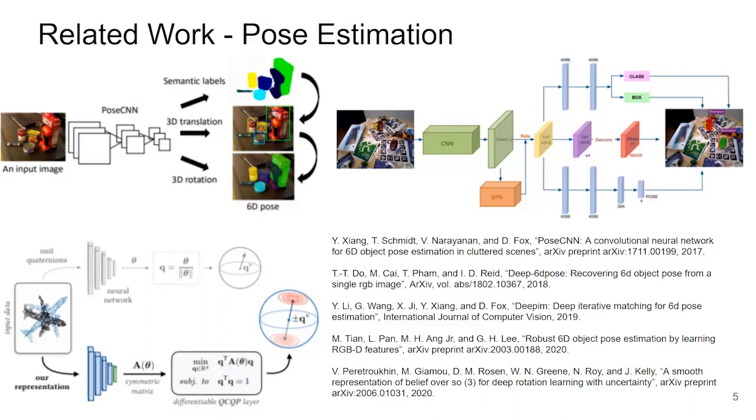Many prior works use unit quaternions to represent their rotation, and so do we. But very recent work has developed novel representations of SO3 that may be better for training neural networks.